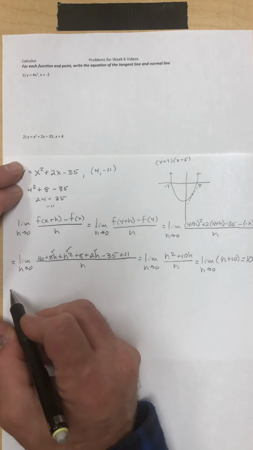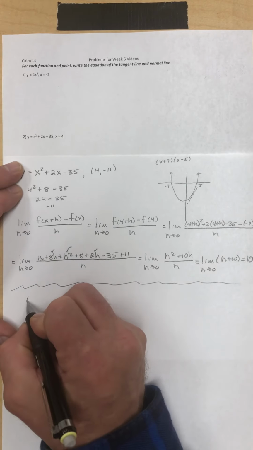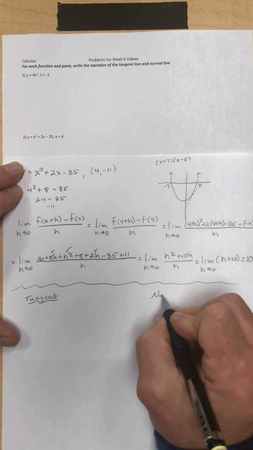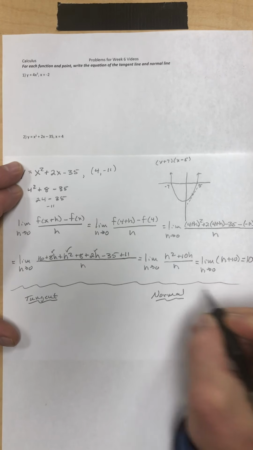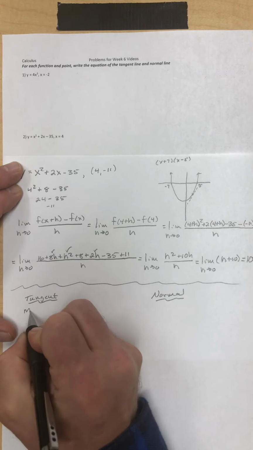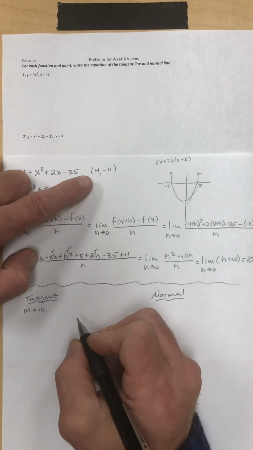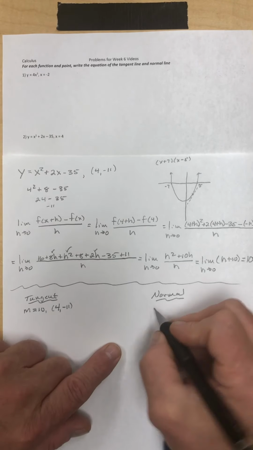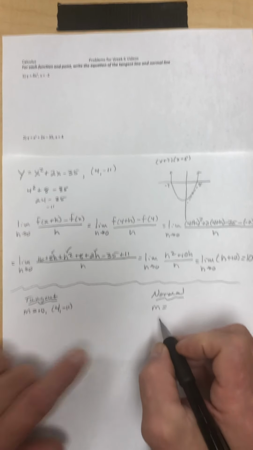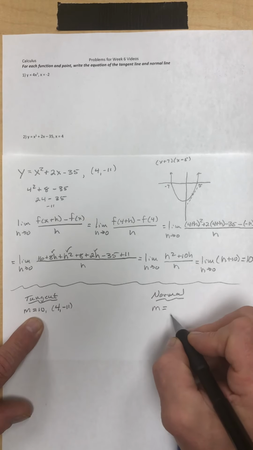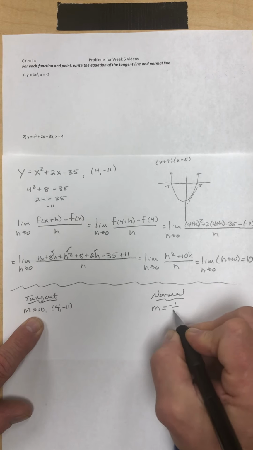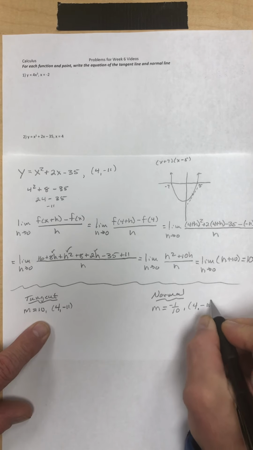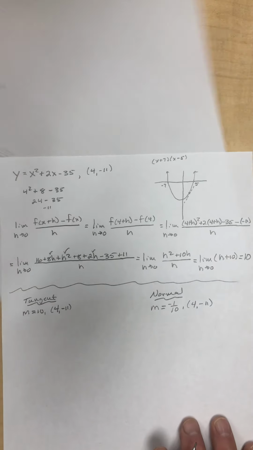All right, so we've got our tangent line, and we've got our normal line, and we know the slope of the tangent line is 10, and we know it goes through this point right here, 4, negative 11. Now, we know that the normal line will be perpendicular to this, so it'll have a slope that's the opposite reciprocal of 10, so that's negative 1/10, but it's still going through the same point, 4, negative 11.